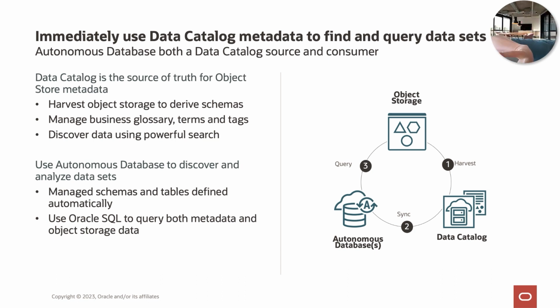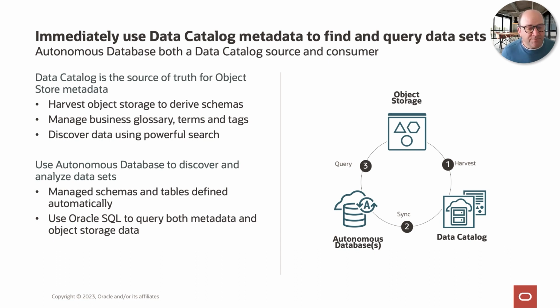Okay, so Data Catalog went through, it scanned the object store, it derived all these tables from data that's in your object store. The next thing is, now that I have that metadata, remember, it's just metadata, I'm going to synchronize that metadata automatically with Autonomous Database. What does that do? Managed schemas are created and tables are defined automatically in Autonomous Database that match the metadata that's here.